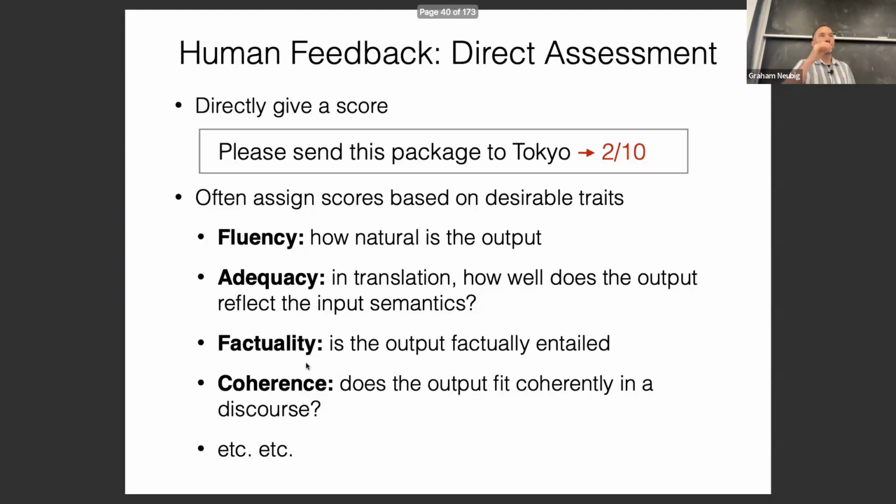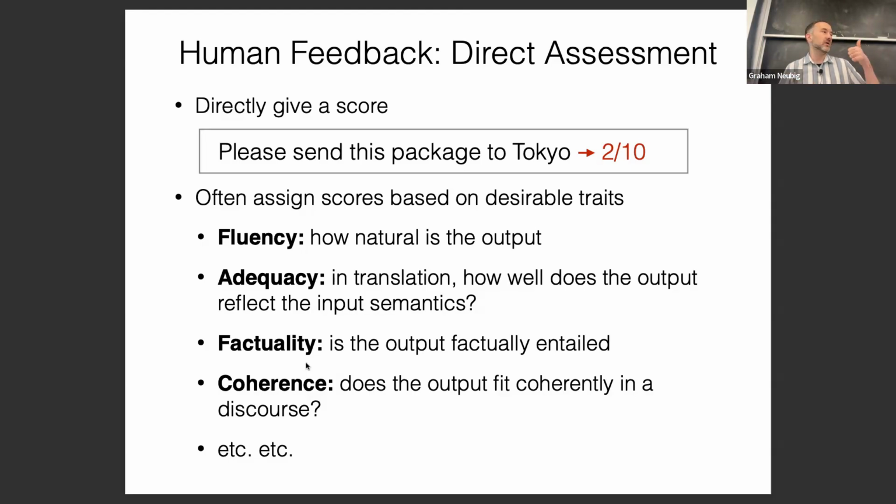When you have direct assessment, this is actually really hard. It's really hard to get good human agreement on direct assessment. So there's a few tricks that we use in order to get good human agreement on direct assessment. The first one is to come up with a rubric.